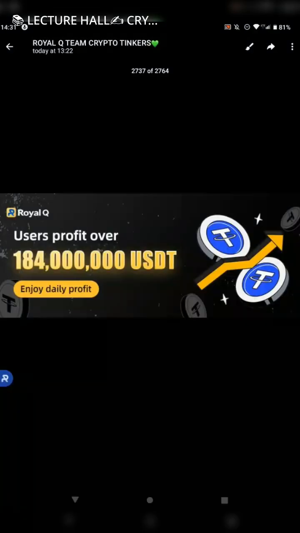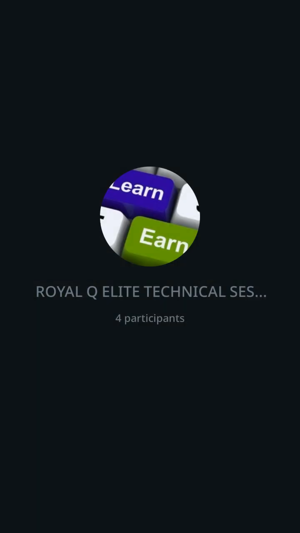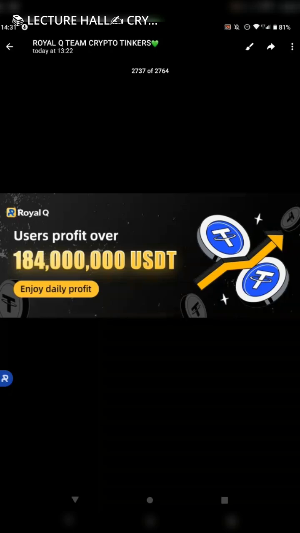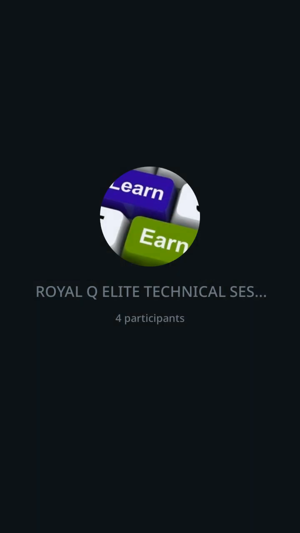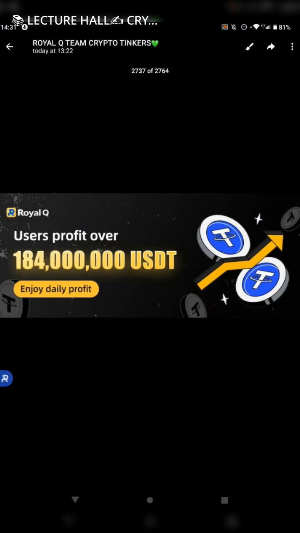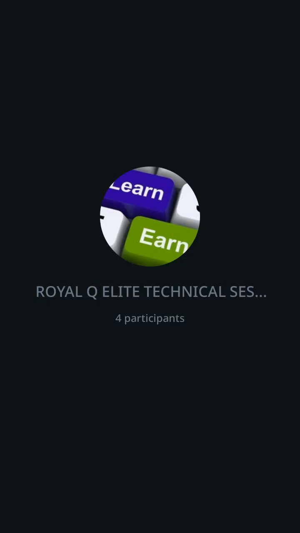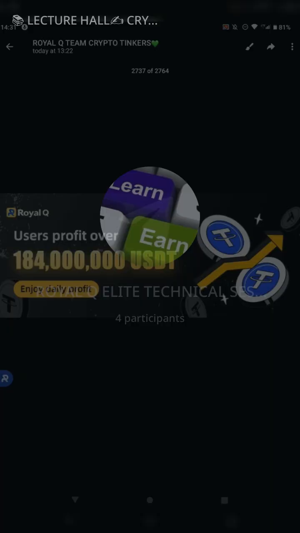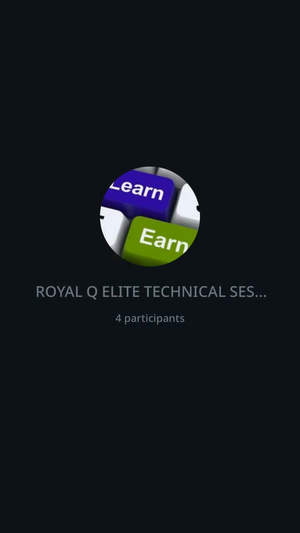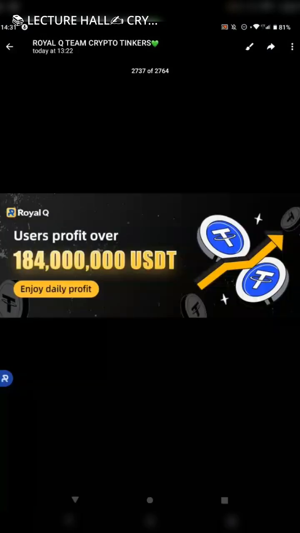A few months later, the person went into the Royal Q to renew it, and the person missed out on profit of over $1,500. Some of it was from activations from his team members, some of it from trade profit from his team members, all of it. The person just missed that whole 1,500 USDT because the person did not renew his or her Royal Q.